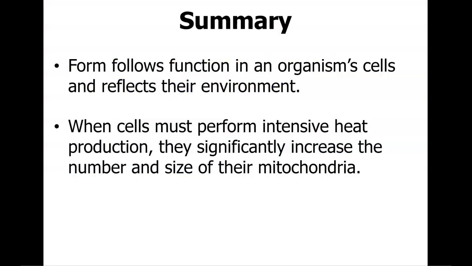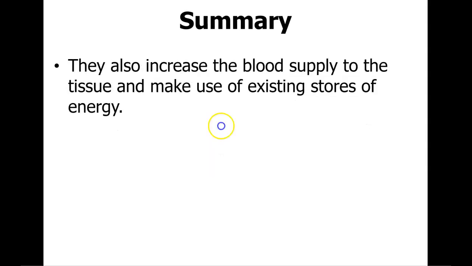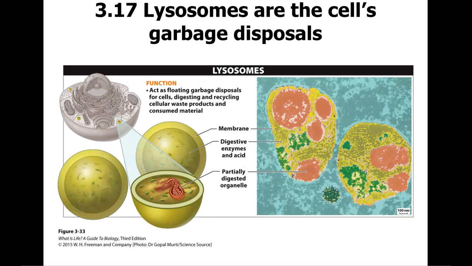So in summary, form follows function in an organism's cells and reflects their environment. When cells must perform intensive heat production, they significantly increase the number and size of their mitochondria. They also increase the blood supply to the tissue and make use of existing stores of energy.